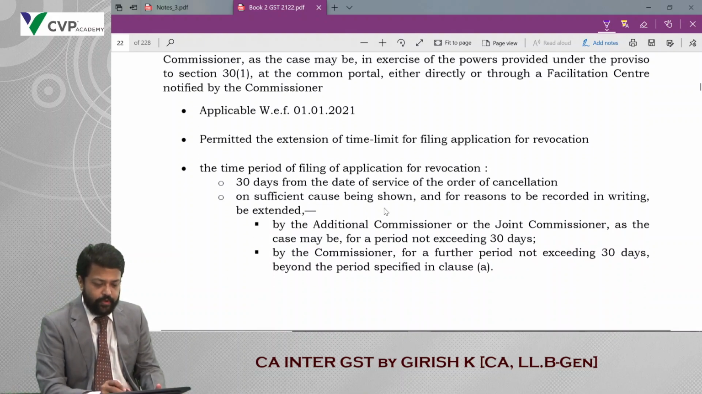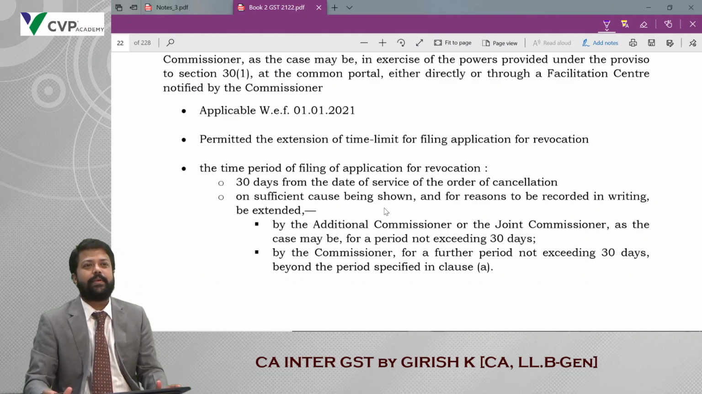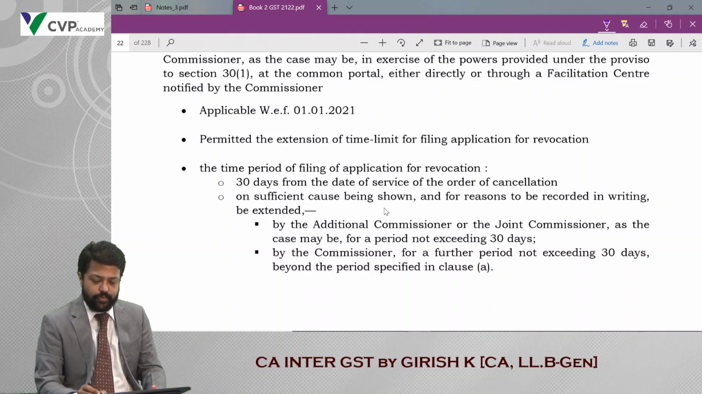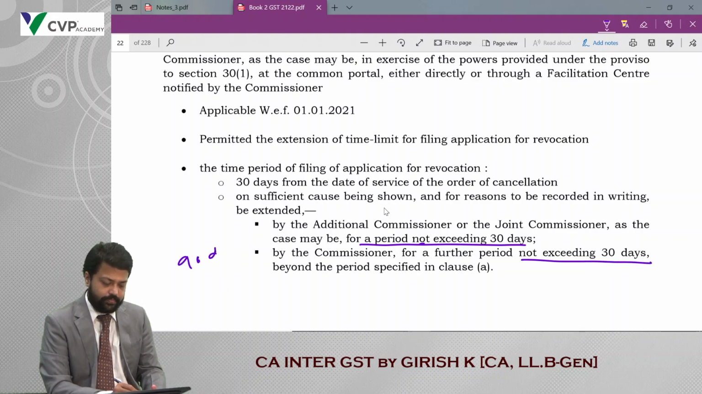So the time period for filing application of revocation was 30 days from the date of service of order of cancellation, on sufficient cause being shown. Means you have to demonstrate that there were issues, working capital problems, loans were not repaid, etc. and reasons to be recorded in writing by the additional commissioner for a period not more than 30 days, or by the commissioner for a further period of 30 days, means 90 days. 30 plus 30 plus 30.